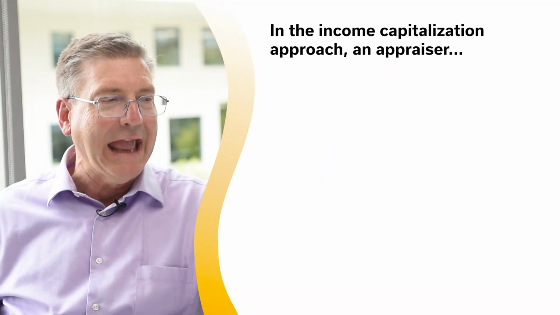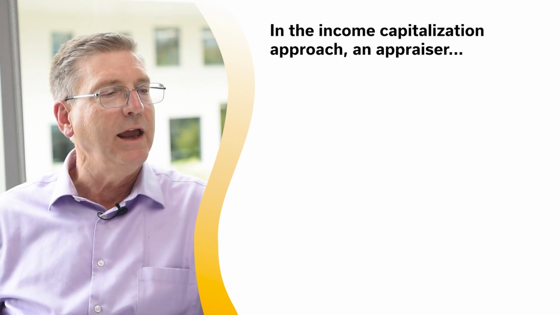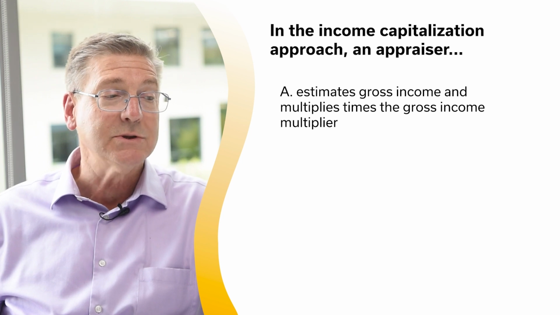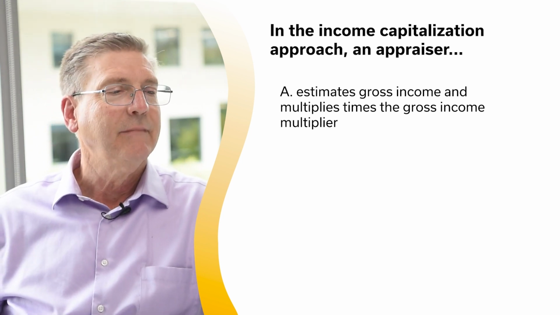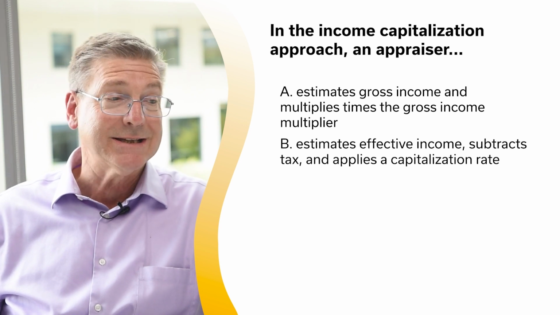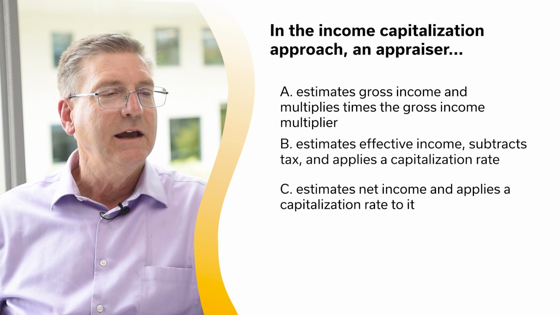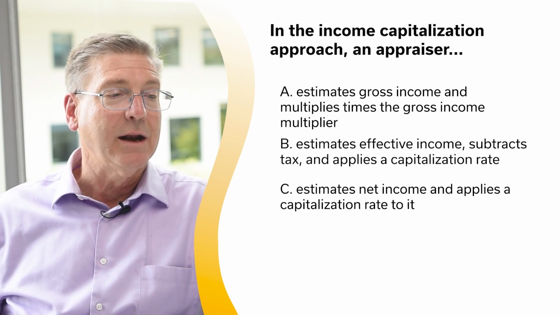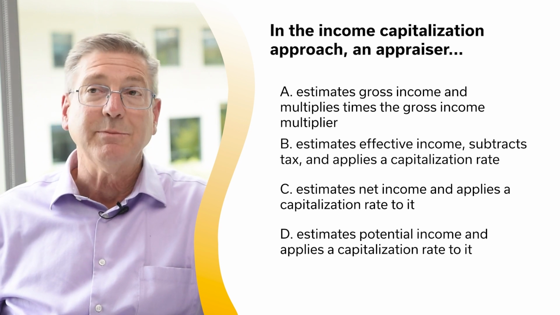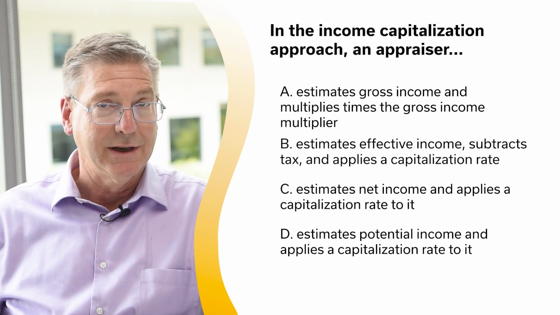In the income capitalization approach, an appraiser, A, estimates gross income and multiplies times the gross income multiplier. B, estimates effective income, subtracts tax, and applies a capitalization rate. C, estimates net income and applies a capitalization rate to it. Or D, estimates potential income and applies a capitalization rate to it.